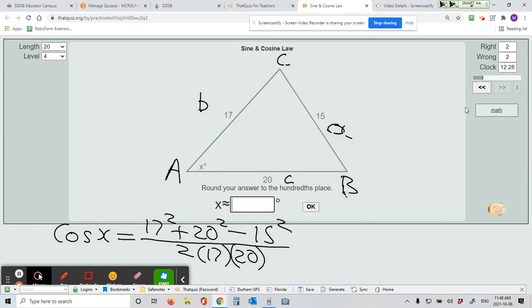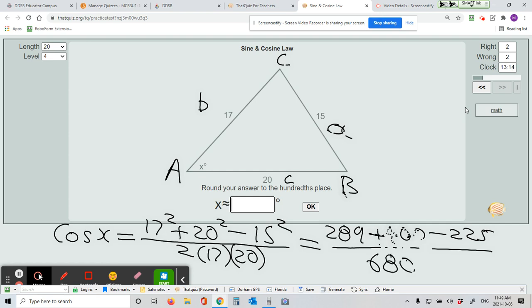Well, get your calculators out. Here's what I suggest you do this time around. Work out everything on top and work out everything on the bottom. 17 squared, I think it's 289. Yeah. 289 plus 400, minus 15 squared, which is 225, I believe. All over 2 times 17 times 20. 17 times 2 would be 34 times 20. I'm going to say 680.